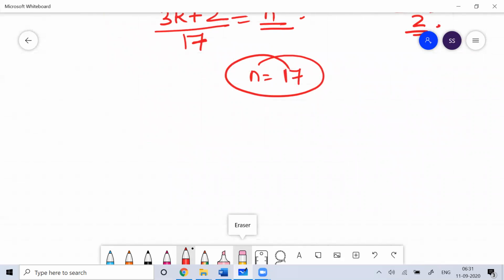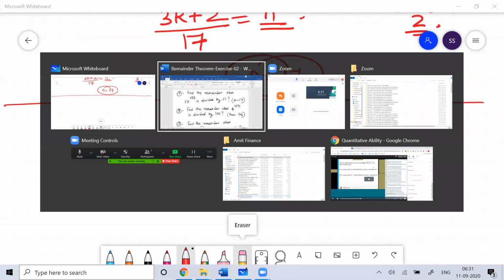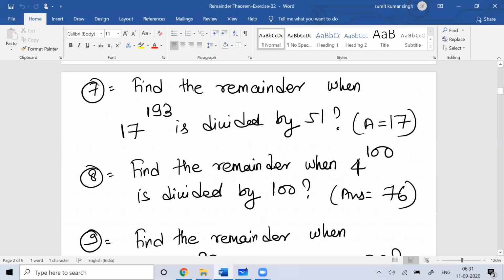Okay, this is the way we should do it. This is the Chinese remainder theorem. I already explained what the Chinese remainder theorem is and how to solve it in my previous video. I hope you have already seen that.